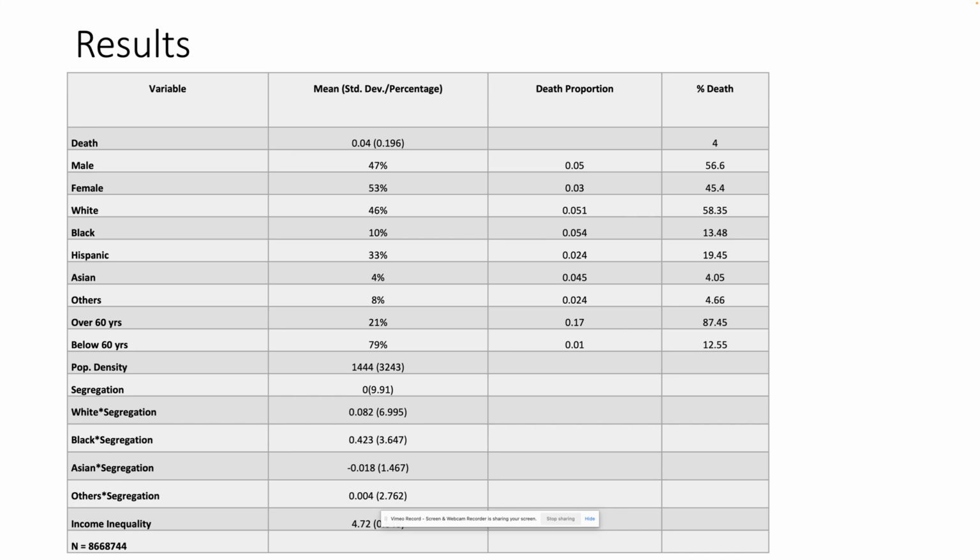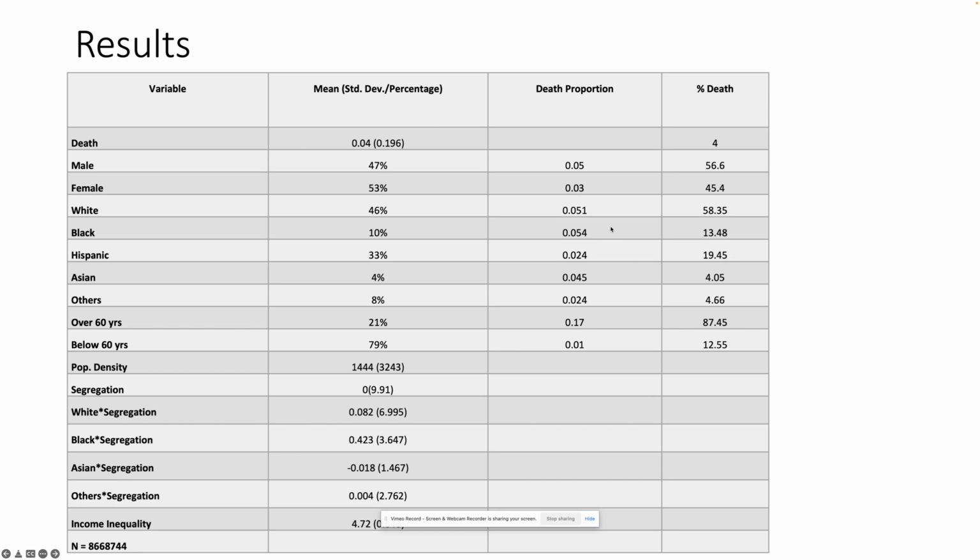This is the descriptive statistics. The table shows the mean death was 0.04, and the percentage of total death was 4%, which is pretty consistent with other studies. COVID-19 death rate was 4%. 56.6% of them were male who died, and white represented the largest population who died of COVID-19 with more than 58%, followed by Hispanic, 19.45, and Black.